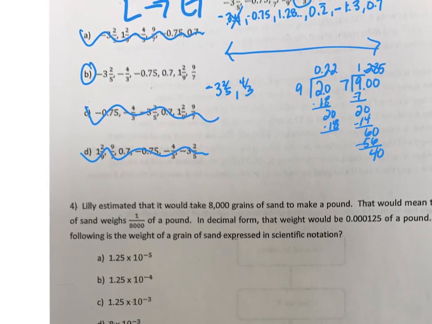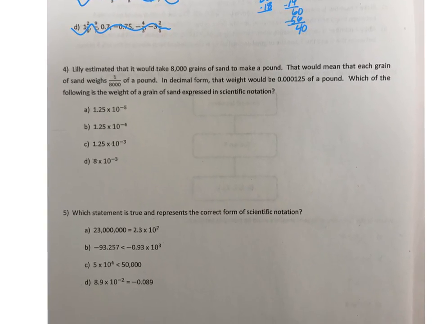Okay, number 4. Lily estimated it would take 800 grains of sand to make a pound. That would mean that each grain of sand weighs 1/8,000th of a pound. In decimal form, that would be 0.000125 of a pound. Which of the following is the weight of the grain of sand expressed in scientific notation? Okay, remember in scientific notation, our decimal goes right after our first natural number, so which would be 1, and then we would go 1, 2, 3, 4, so it would be times 10 to the negative 4.